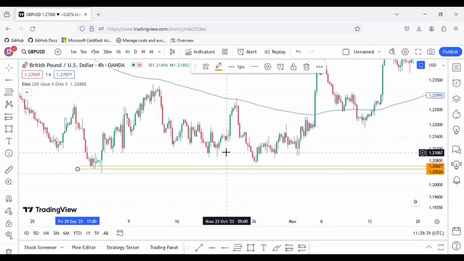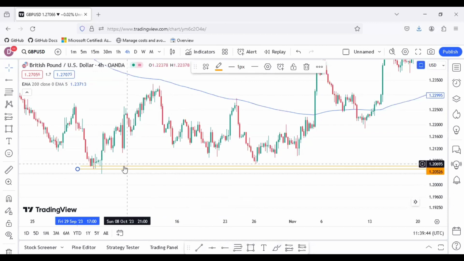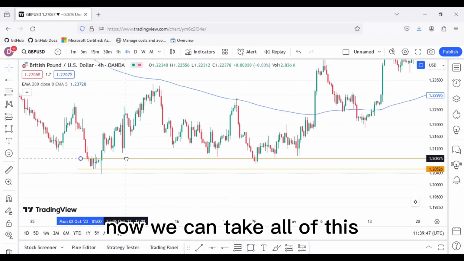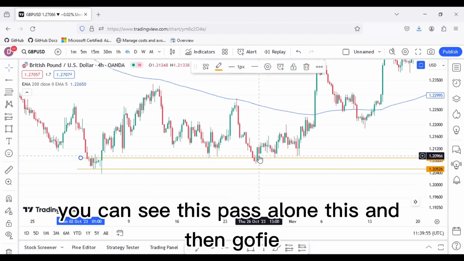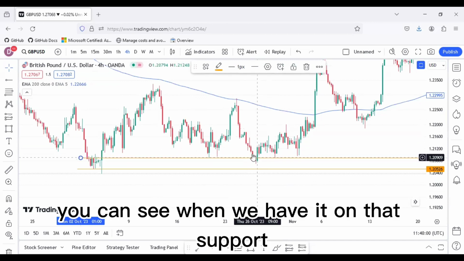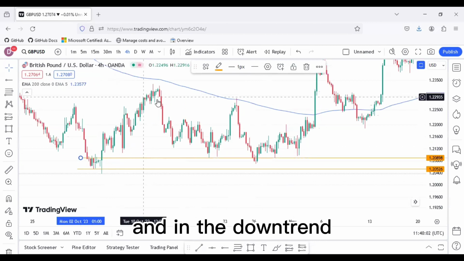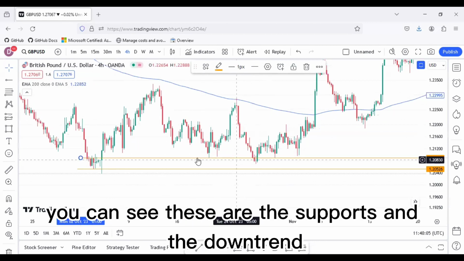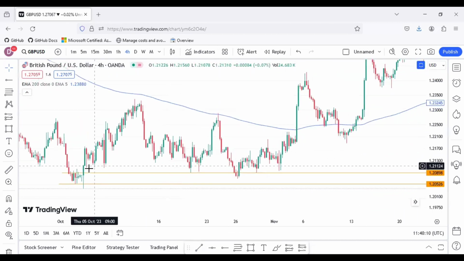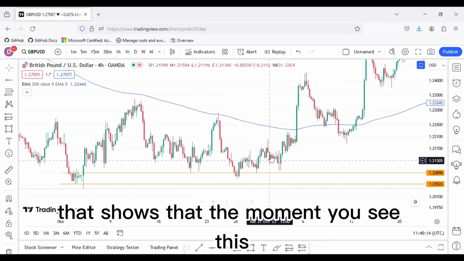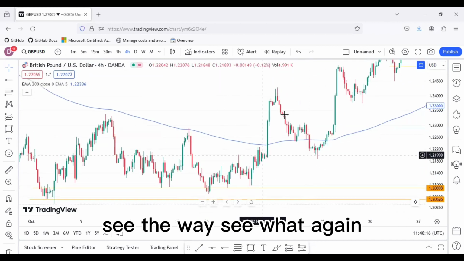You can see, now we can take all of this. This is the last candle that we have here. I take all of this. So when you have it, you can see this particular one. This is an engulfing. You can see this is on the support in the downtrend. Okay. That shows that the moment you see this, see what it gave.